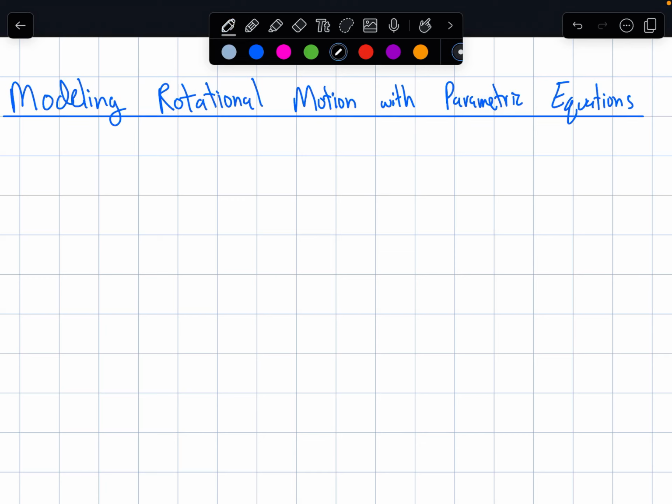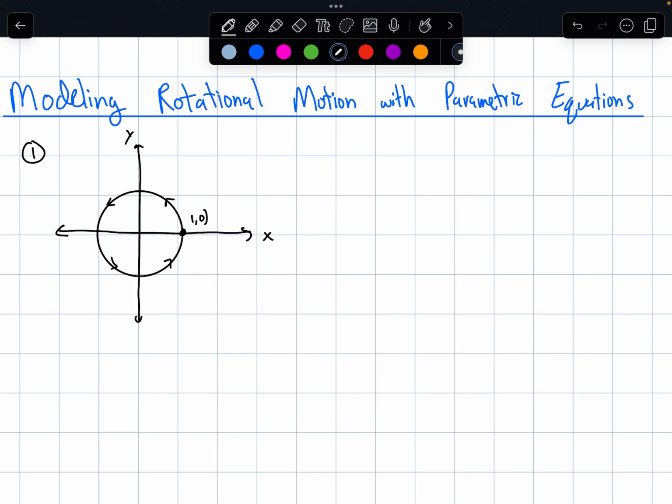Let's look at how we can model rotational motion using parametric equations. So our first example, we're going to start with the most basic case. We're just going to have the unit circle. So I have my x and y axis, and I will have my unit circle. And so we go in motion counterclockwise around this unit circle, and we have the coordinate here, 1, 0.